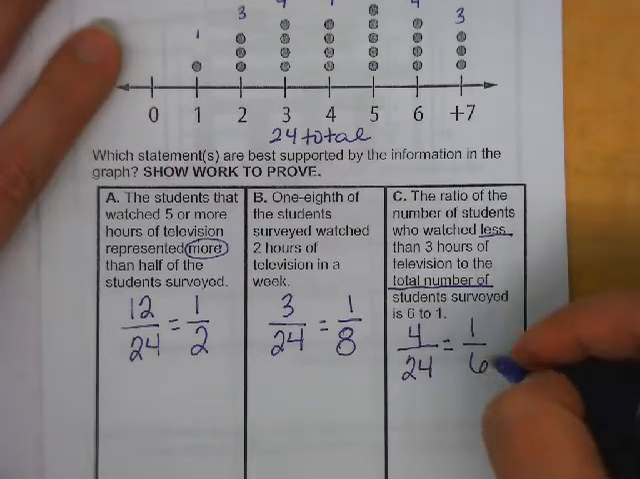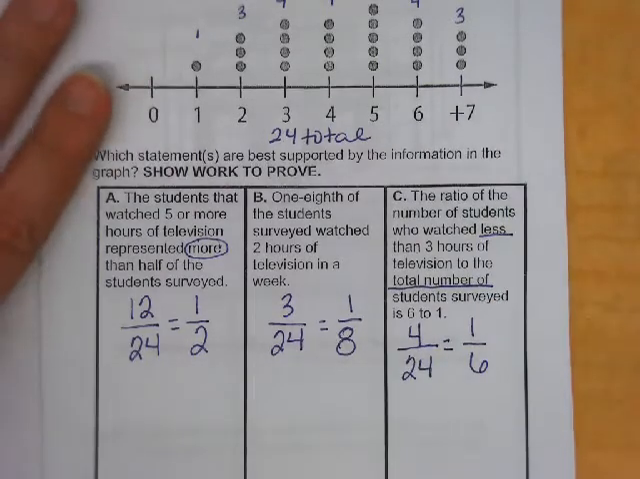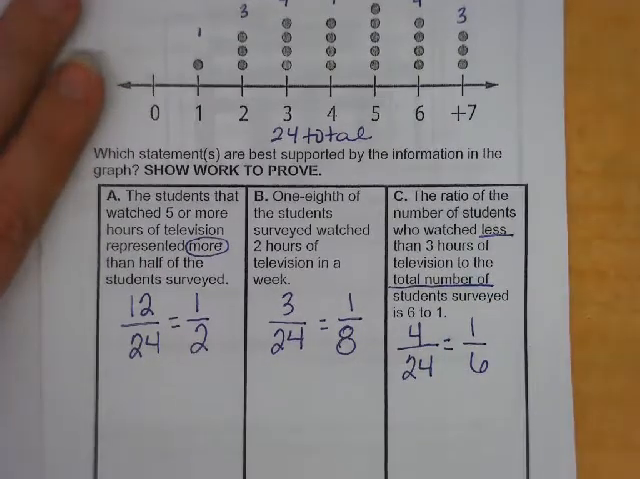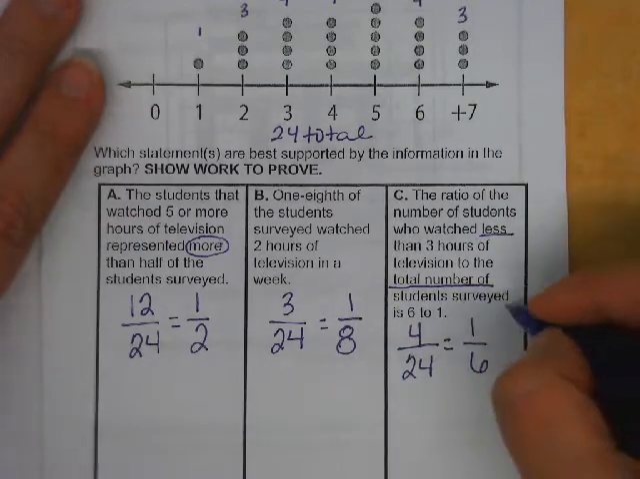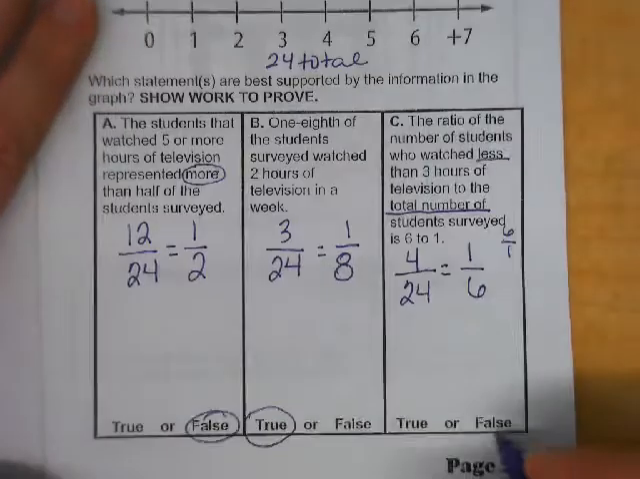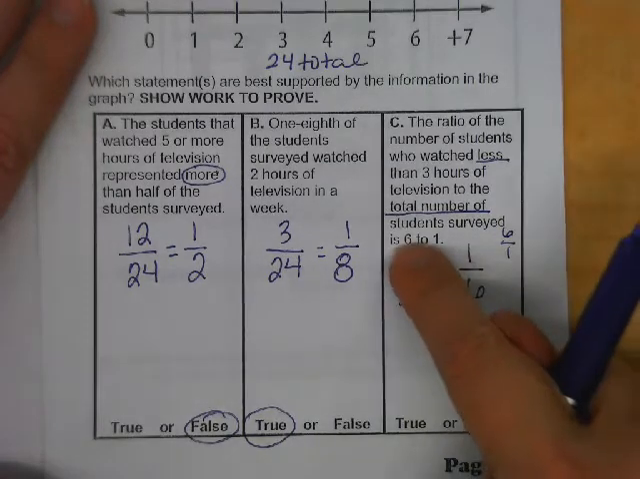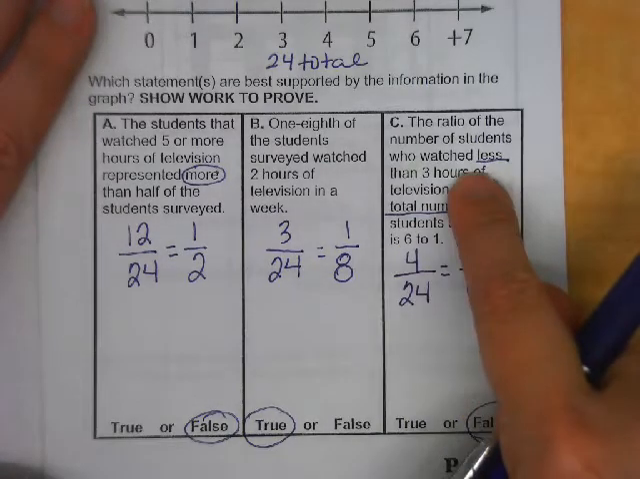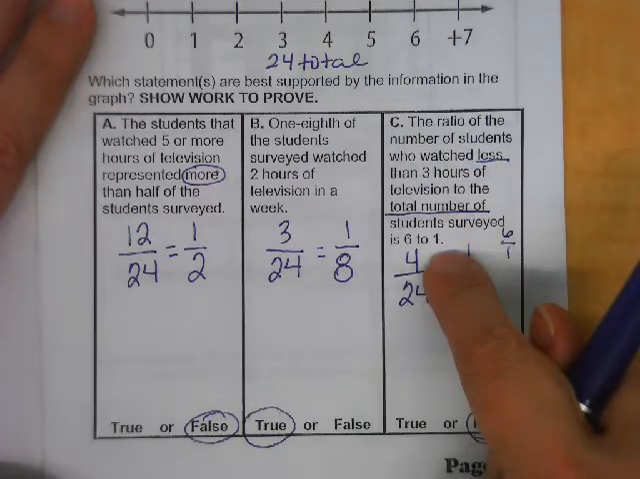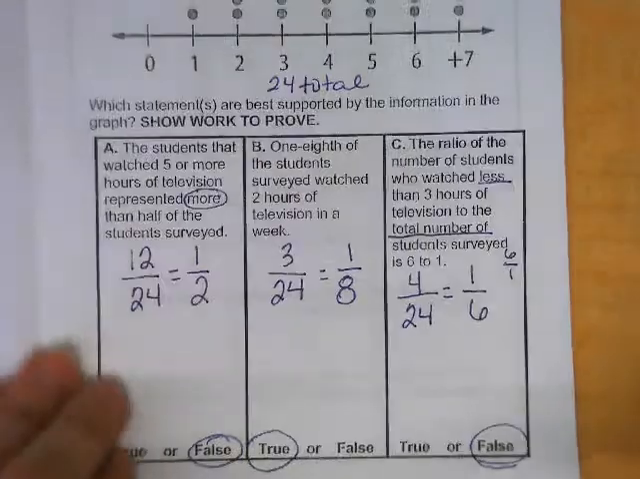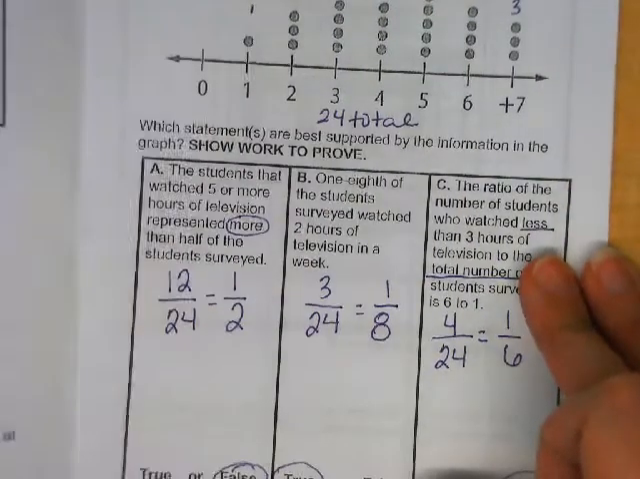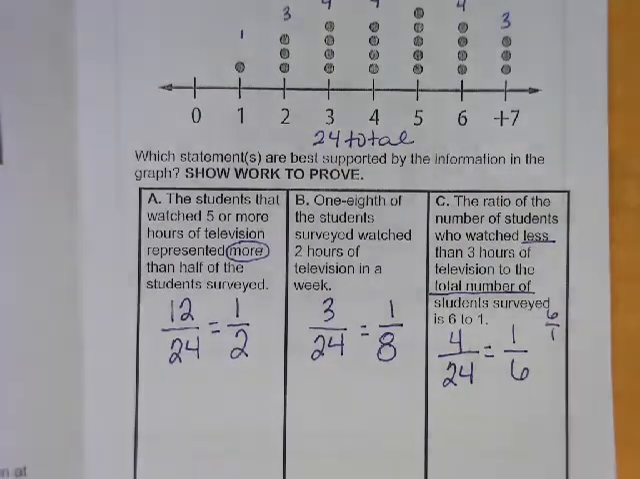1/6. Is 1 over 6 the same as 6:1? No. Because 6 over 1 is written like this. So this one is false. That's saying 6 students watched less than 3 hours to every 1 student surveyed. That's not what we're saying here. All right? How do you feel about that? Okay, so can we do an example on our own real quick?